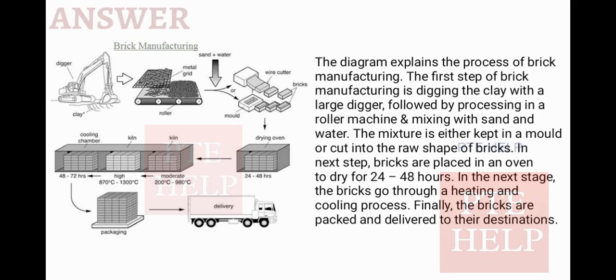The diagram explains the process of brick manufacturing. The first step of brick manufacturing is digging the clay with a large digger, followed by processing in a roller machine and mixing with sand and water. The mixture is either kept in a mold or cut into the raw shape of bricks.